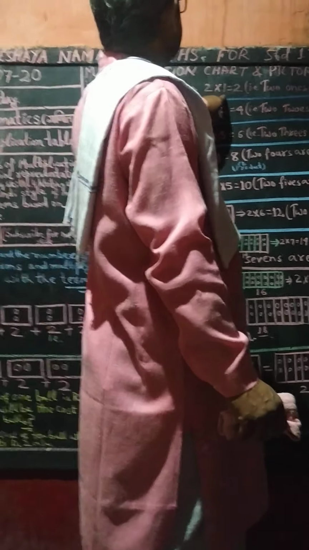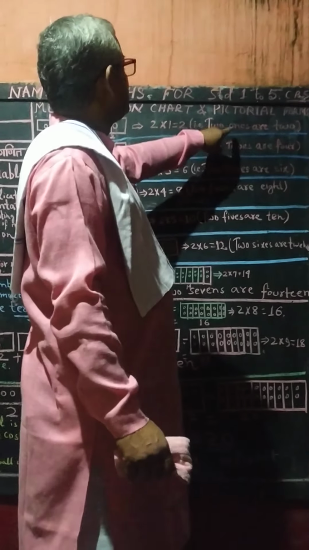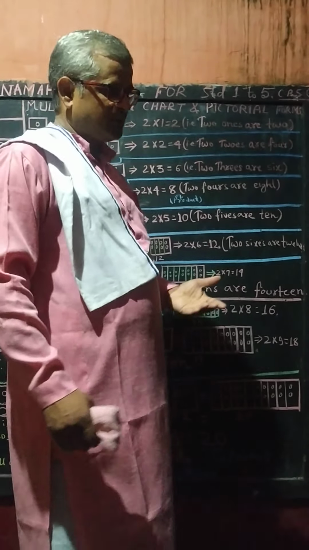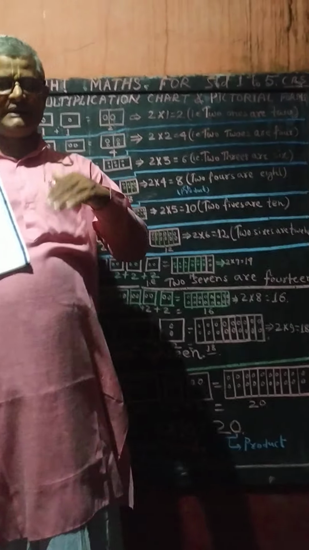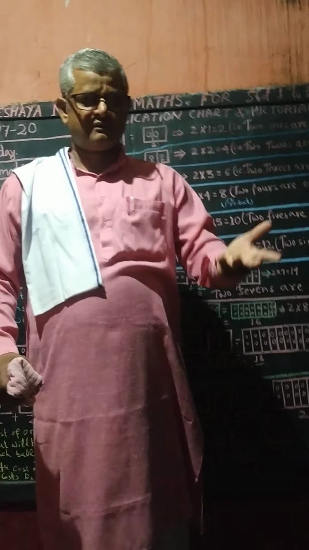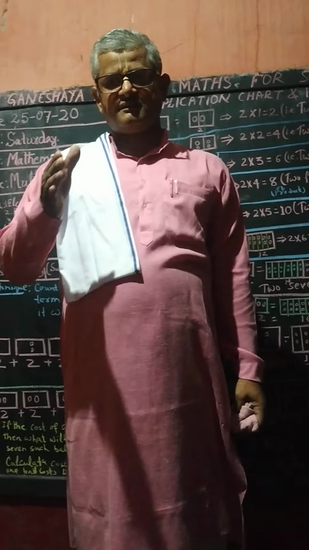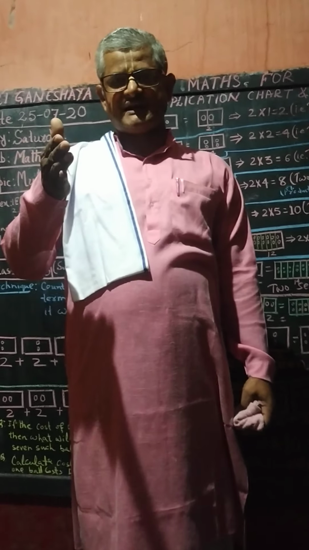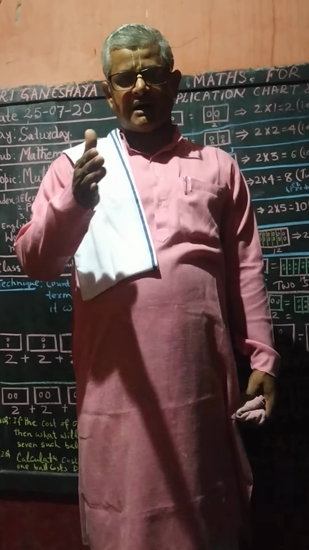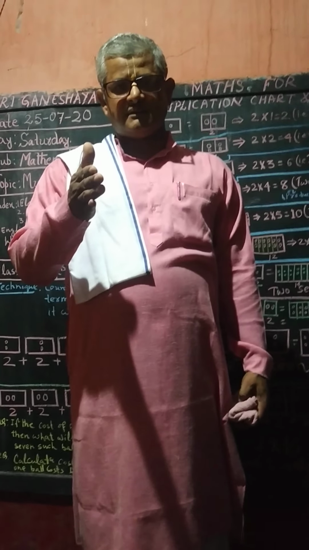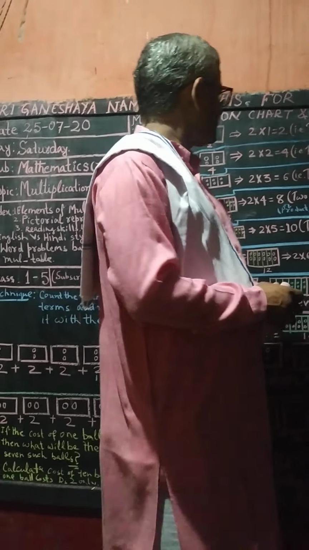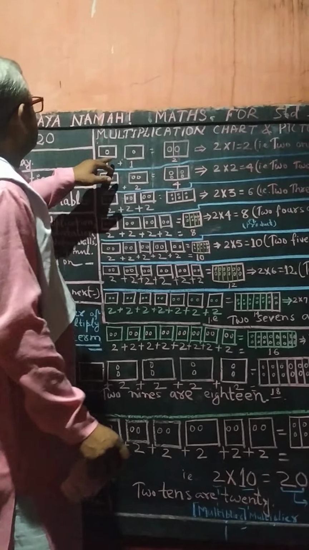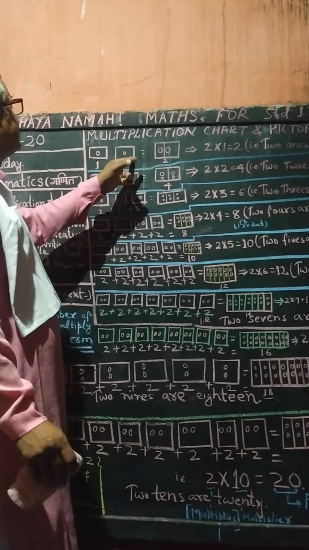In English it is read as 2 1 ja 2. People often ask what is the literal meaning of 2 1 ja 2. Actually, the word "ja" has been derived from the words "ones are", and in pictorial form it is as follows. One ball is here and another is here.